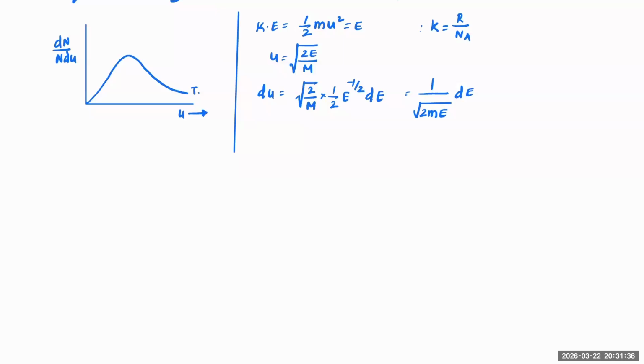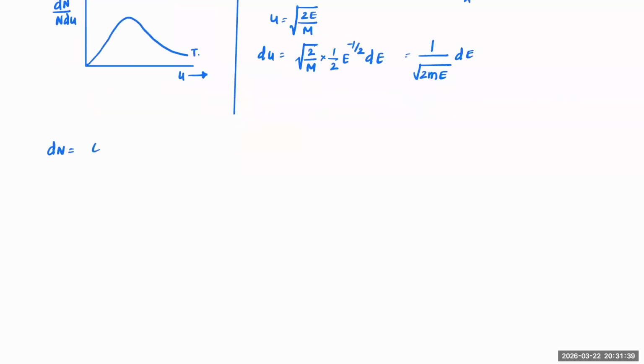So wherever there is u and wherever there is du, you replace this term. So now I'll get dn is equal to 4 pi n as usual, which will be m by 2 pi RT into, where there is a u square, what do we write? We write this as 2E by m, that multiplied by exponential of, correct, m by 2 pi RT, correct? Because now again that u square will become 2E by m, correct? So that whole raised to power of, clear?